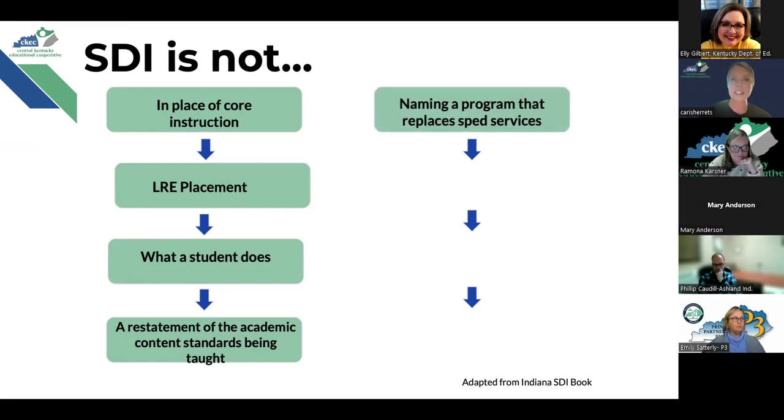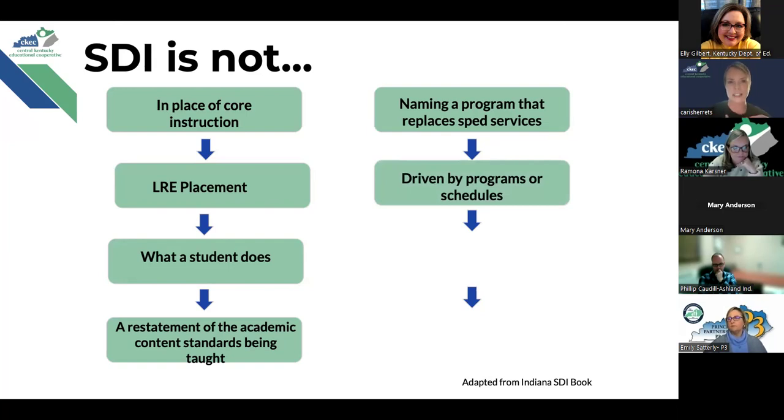It's not naming a specific program. So we're not saying, this student receives Orton Gillingham for their specially designed instruction. We're not naming specific programs. And when we think about specially designed instruction, it's important that it is not driven by the programs that we use in our school or the curriculum resources that we have or our schedule.